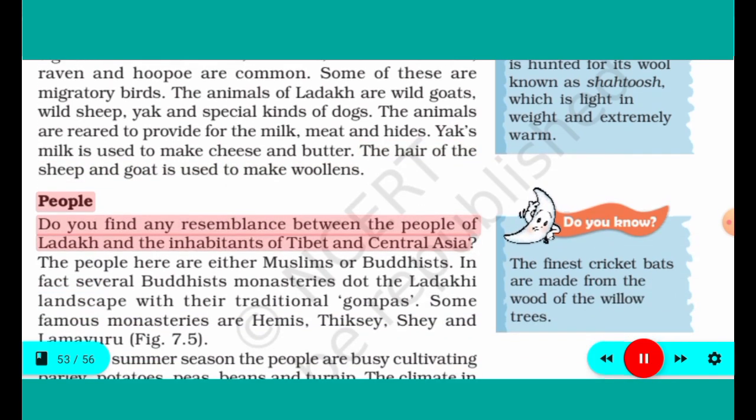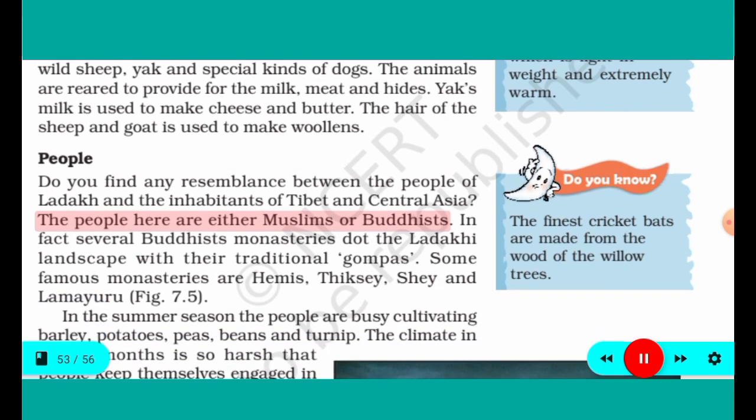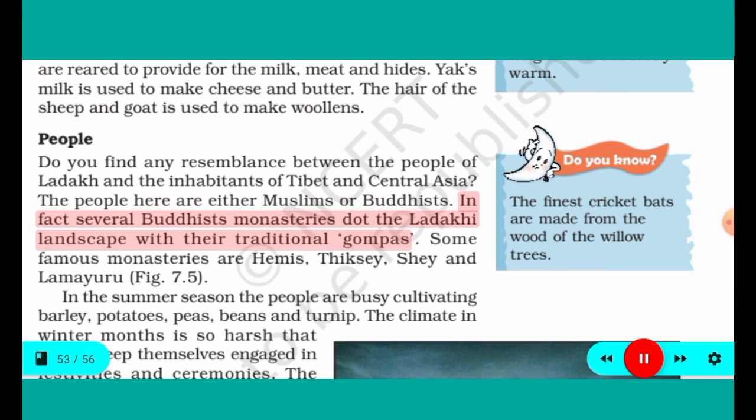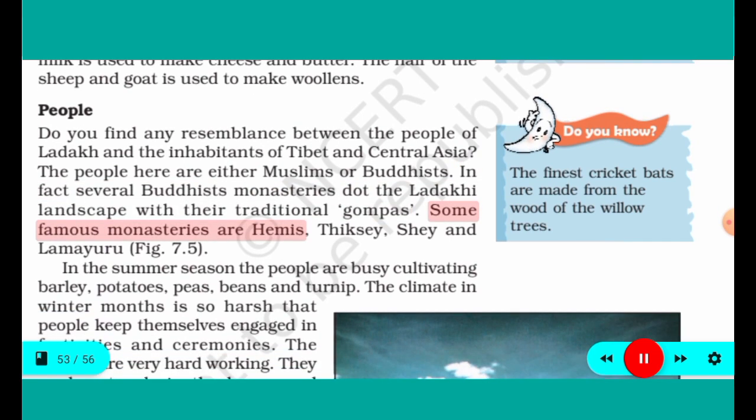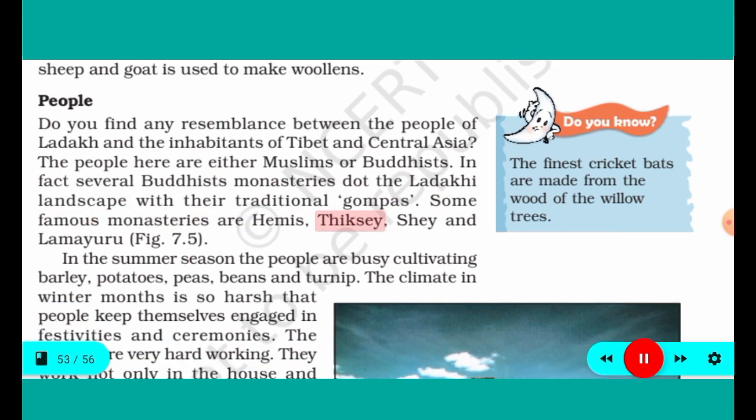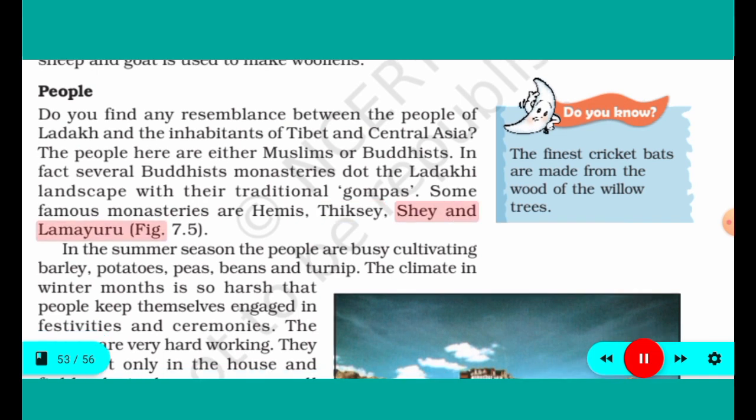People. Do you find any resemblance between the people of Ladakh and the inhabitants of Tibet and Central Asia? The people here are either Muslims or Buddhists. In fact, several Buddhist monasteries dot the Ladakhi landscape with their traditional gompas. Some famous monasteries are Hemis, Thiksey, Shey and Lamayuru.